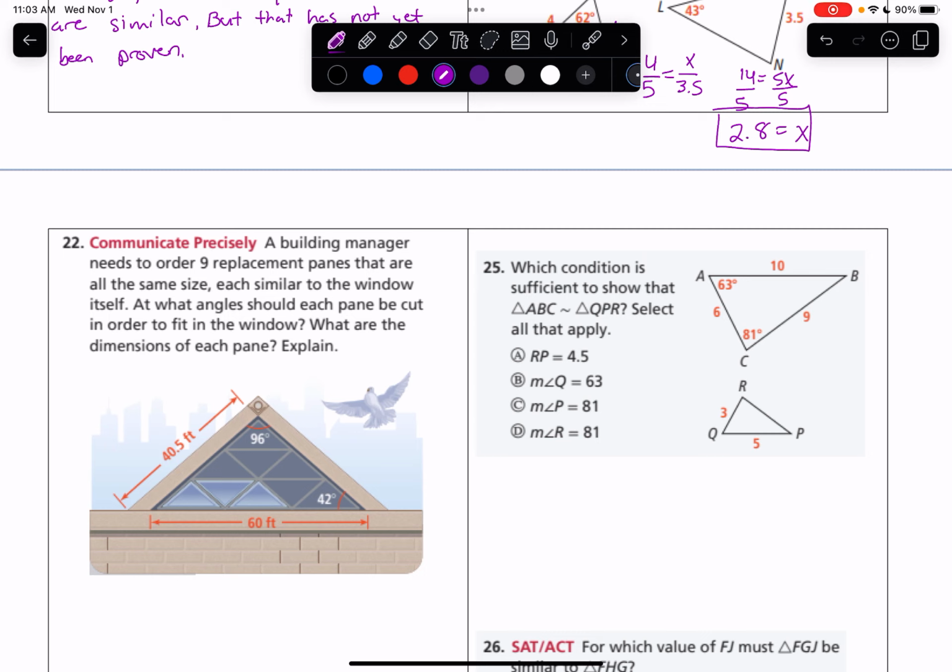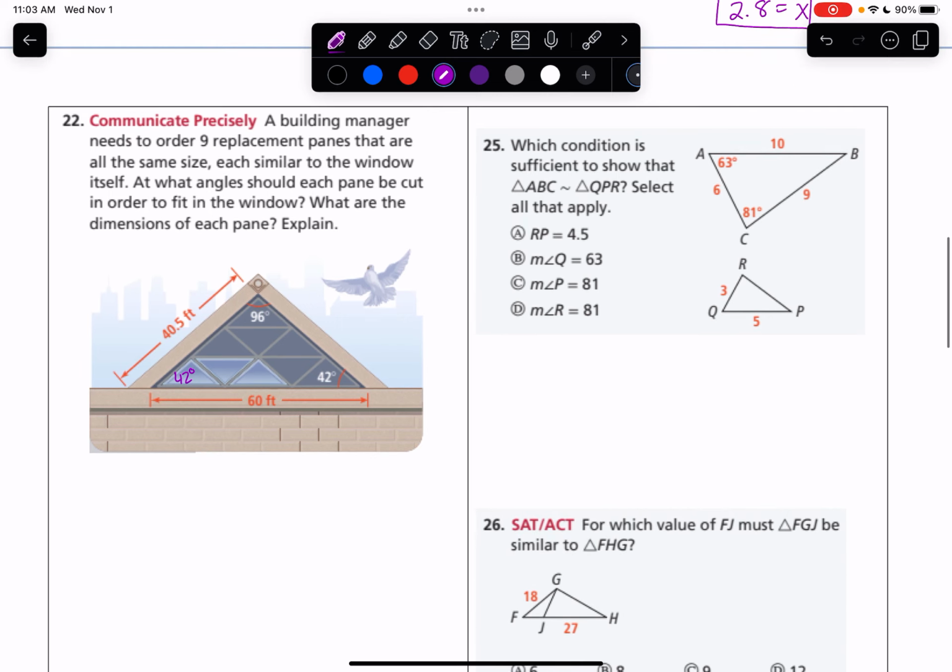So since this triangle has two equal sides, it's an isosceles triangle. We can find that out because we know that 96 plus 42 and subtract that from 180. We have a 42 degree angle here. Since all of those little triangles are similar to the big ones, we know the angles will be 96 degrees, 42 degrees, and 42 degrees for each of those small ones.